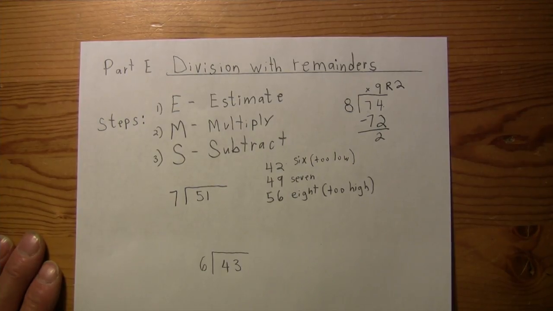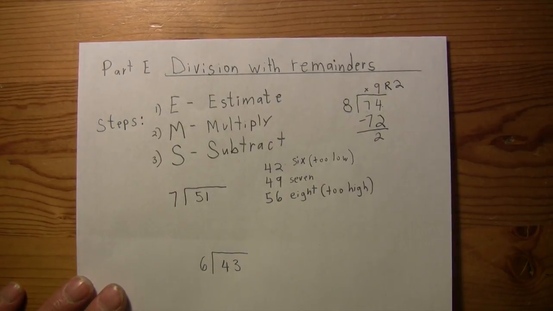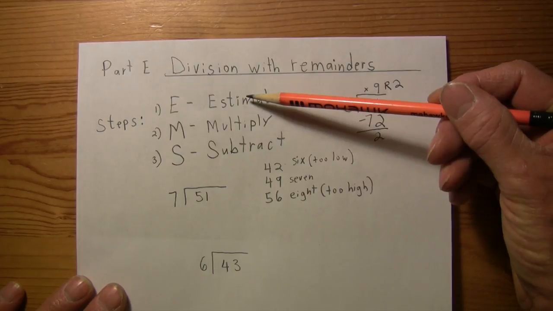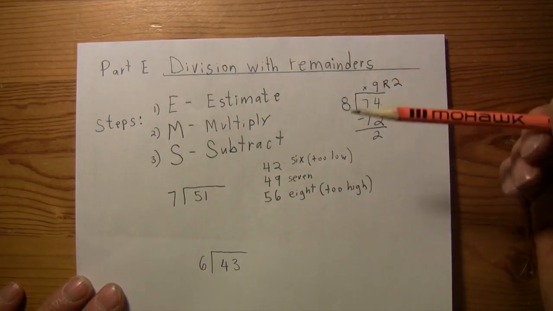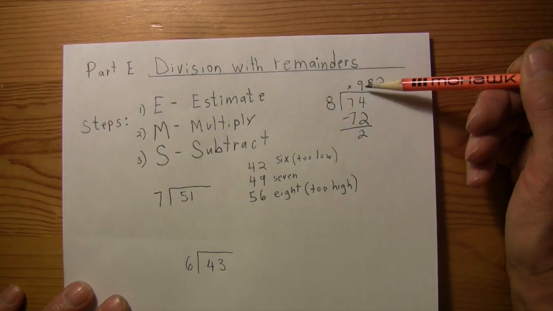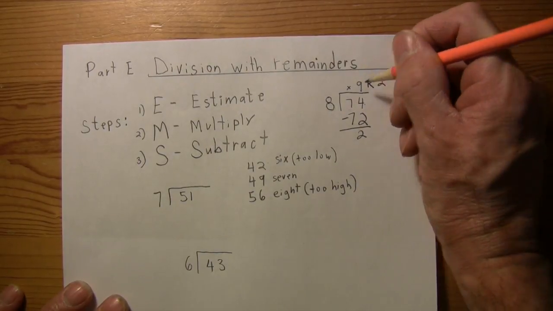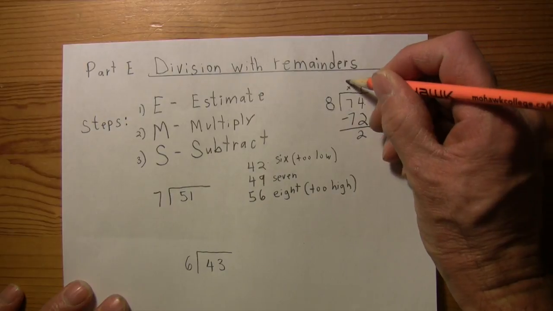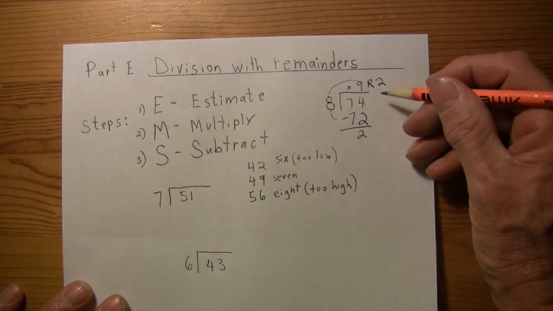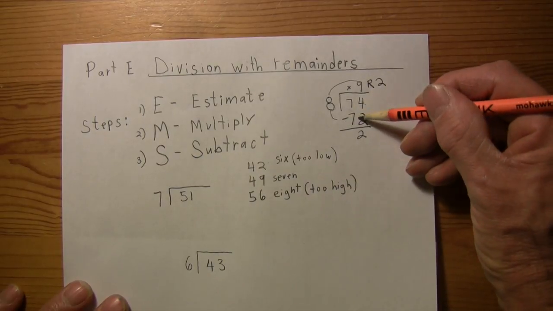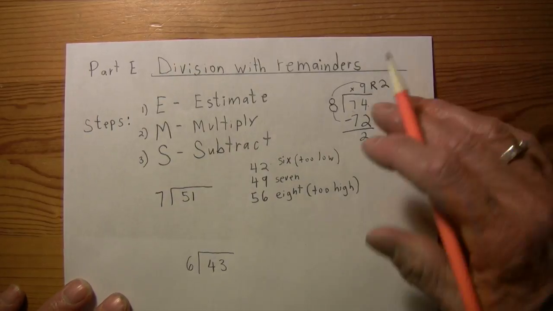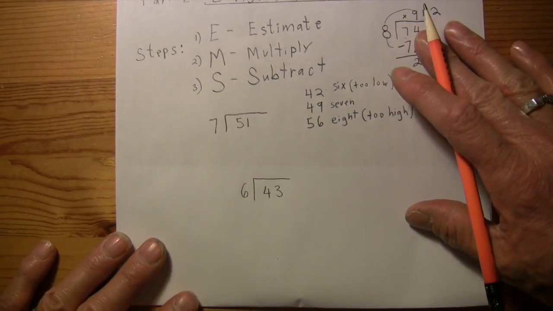Part E of our test is going to be division with remainders. We will follow these 3 steps. EMS, estimate, multiply, subtract. Estimate, 8 into 74, we estimate 9 times. Multiply, 9 times 8 is 72. Place it underneath, and then subtract. 74 subtract 72 is 2, and this is called the remainder, remainder 2.